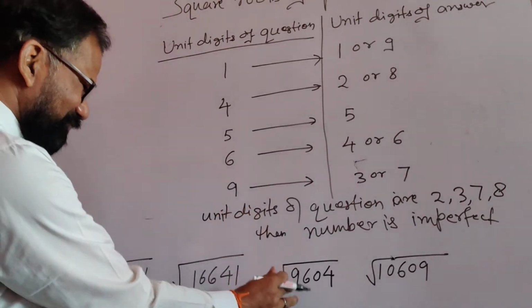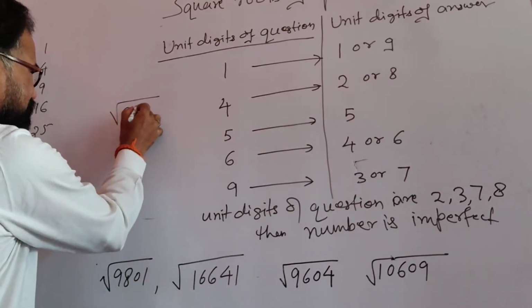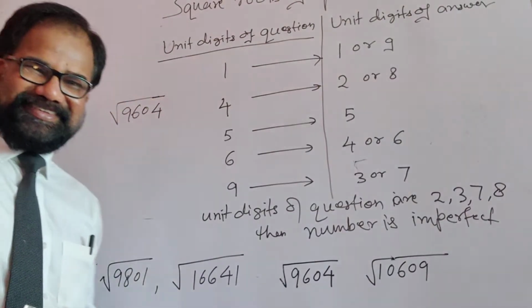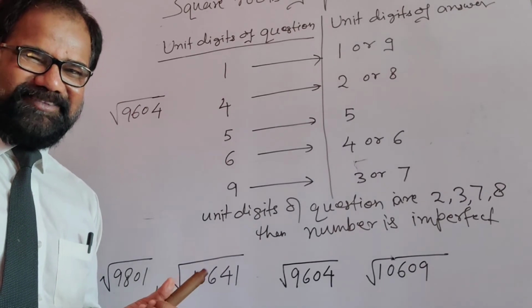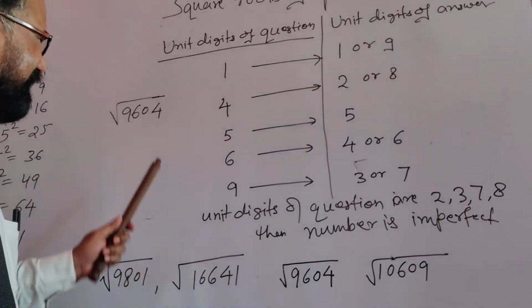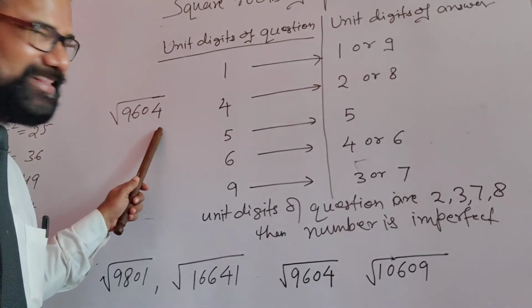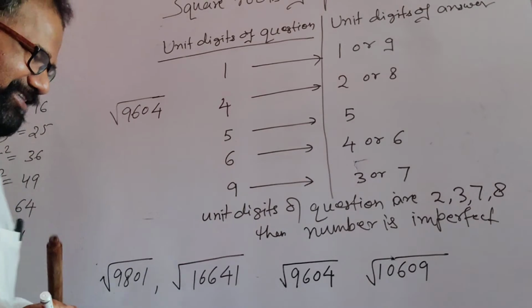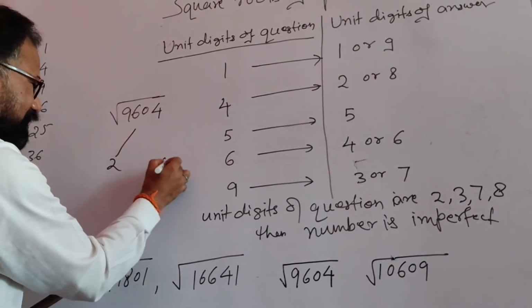Now, one more example. Square root of 9604. Now, try to do it on your own. 9604. The last digit, that is the unit digit, is 4. Then the unit digit of your answer will be 2 or 8.